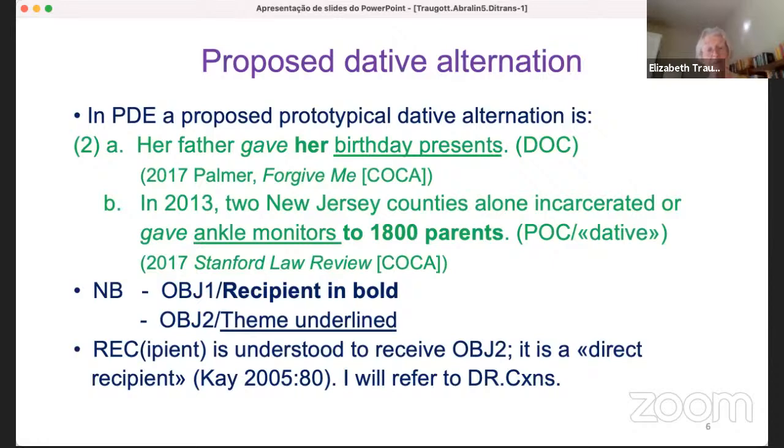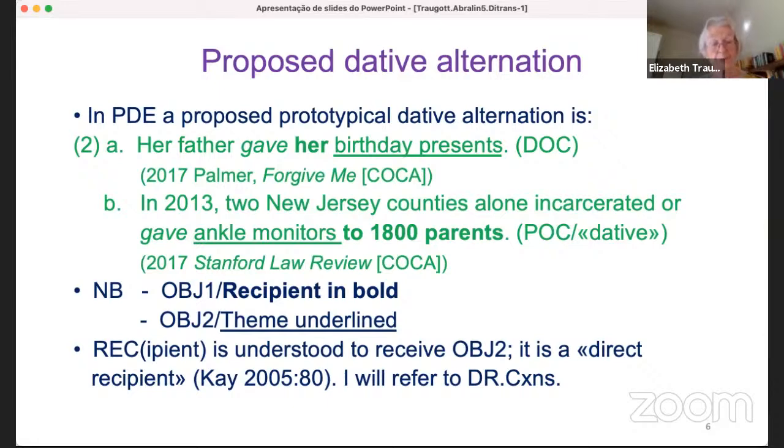Now, the proposed prototypical dative alternation in present-day English is as in (2). "Her father gave her birthday presents." "In 2013, two New Jersey counties alone incarcerated or gave ankle monitors to 1,800 parents."